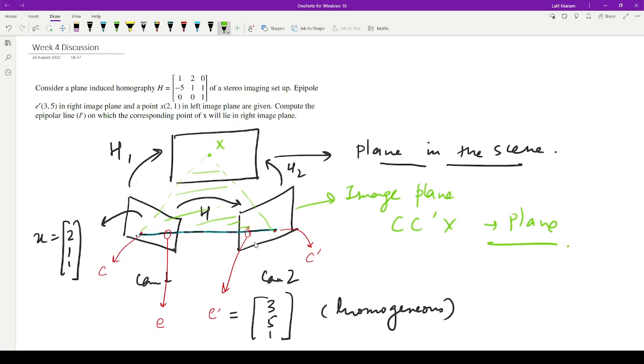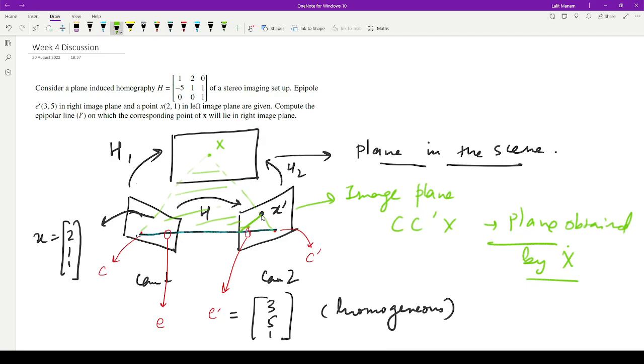So this C prime and X form a plane. This plane and the image plane intersect at a point. So if I say that X lies here, then there will be a corresponding X prime here.